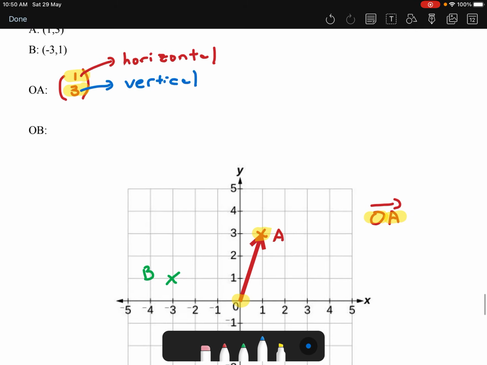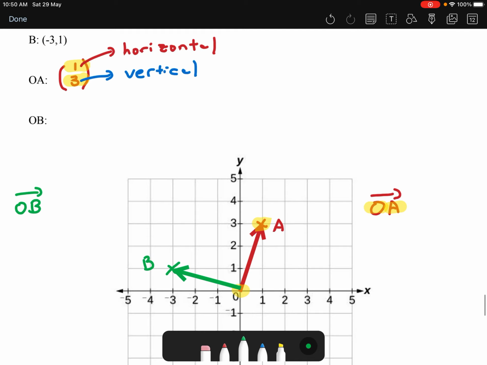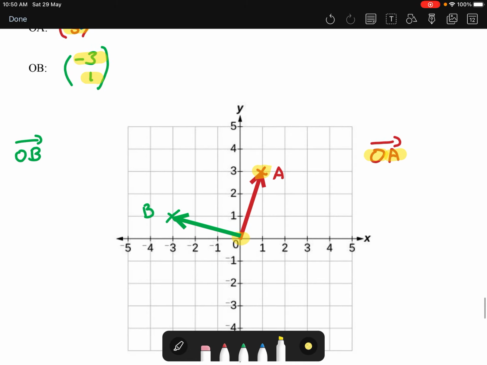What about OB? For OB, I need to draw an arrow again from the origin to the point B. Okay, and I label this as OB. And OB will be represented as (-3, 1), where -3 is the horizontal and 1 is the vertical. Alright, so -3, why is it negative?